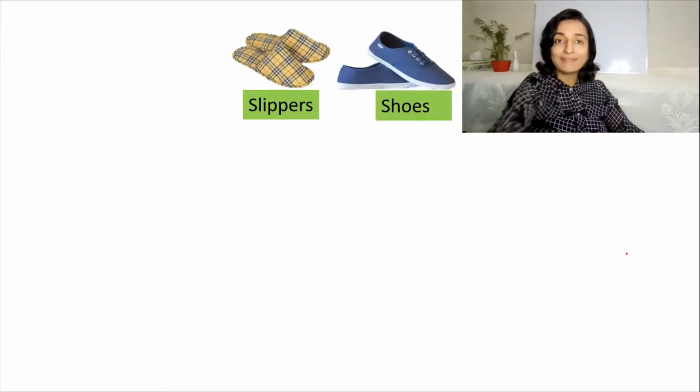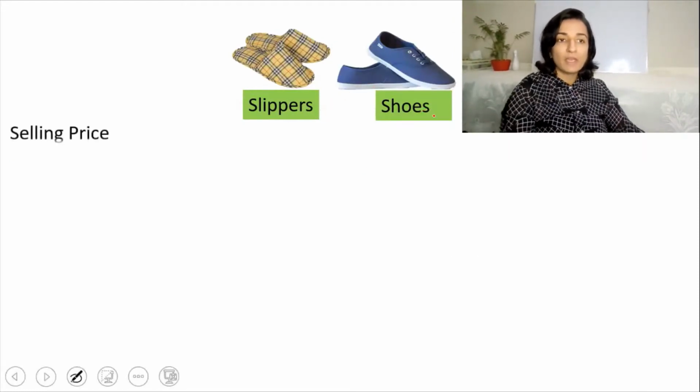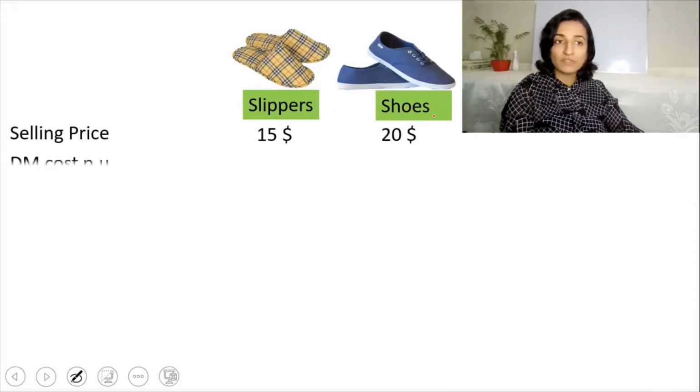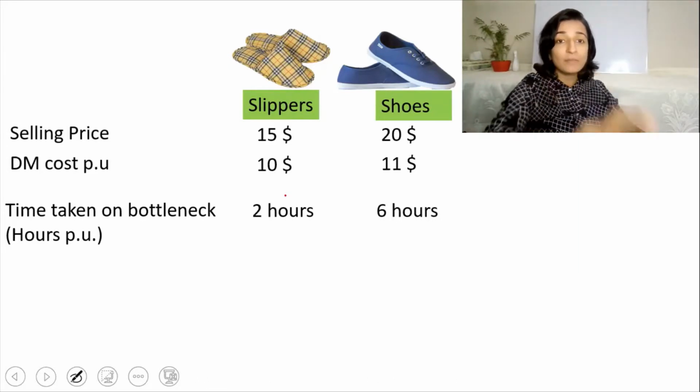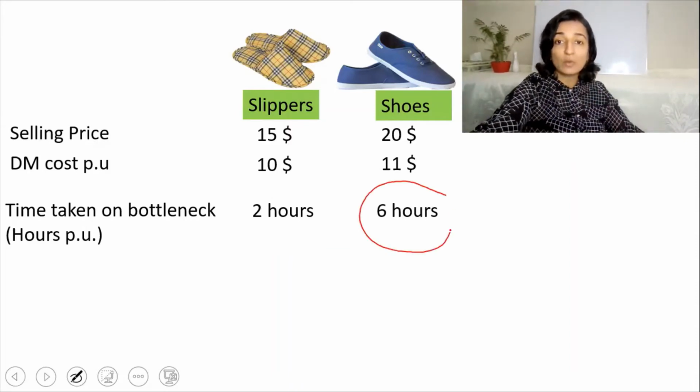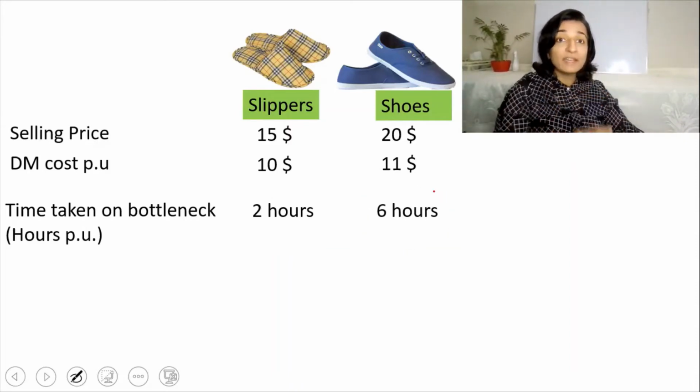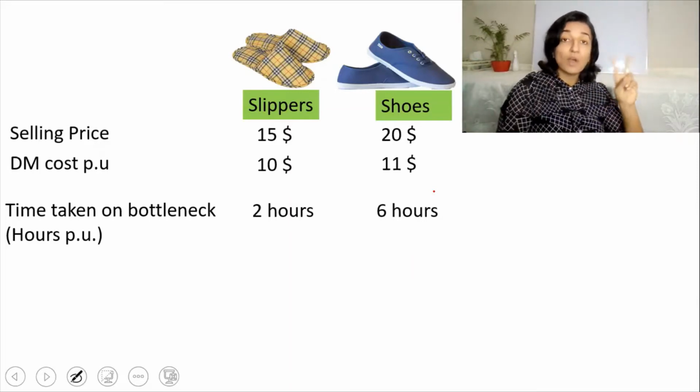These are our two products, slippers and shoes. The selling price is $15 for the slipper and $20 for the shoes. The direct material cost per unit is $10 for the slipper and $11 for the shoes. The time taken on the bottleneck, in hours per unit, is 2 hours for the slipper and 6 hours for the shoes. It means that for making one slipper, the bottleneck has to work for 2 hours, and for making one shoe, the bottleneck has to work for 6 hours. So we have to decide whether to manufacture slippers first or shoes first.